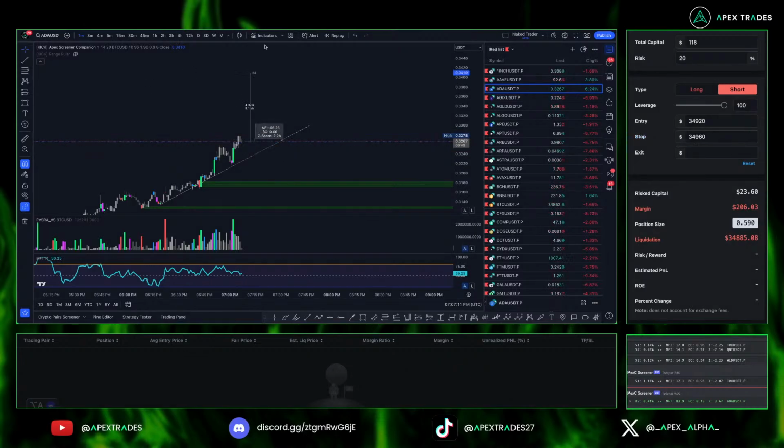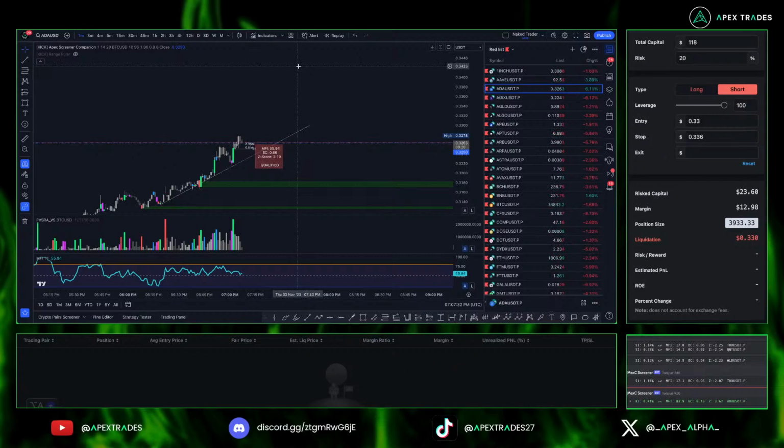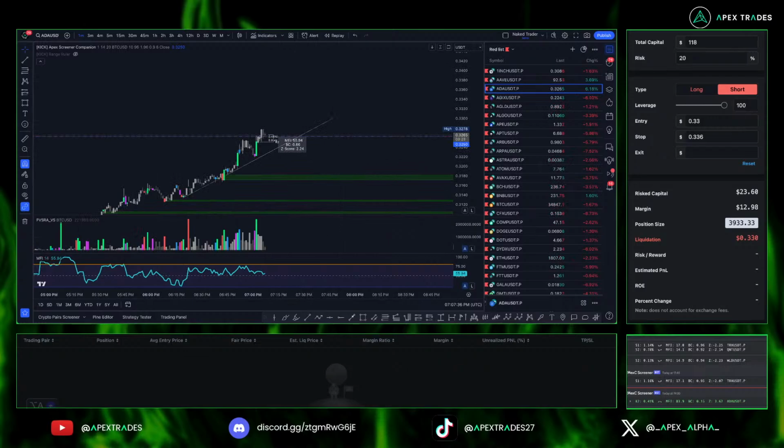ADA. Okay. 33 cents to 33.6. Short. So position size is about 4,000, right? For that position size, each one of these, we're only looking for like a $20 loss if it loses.